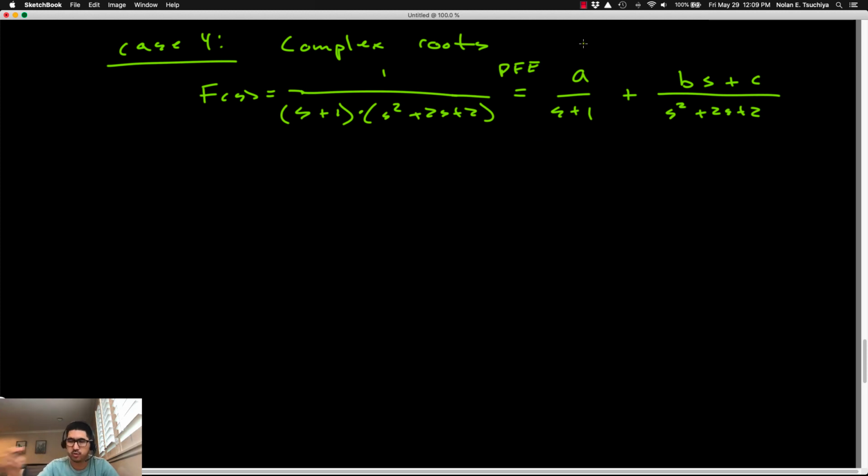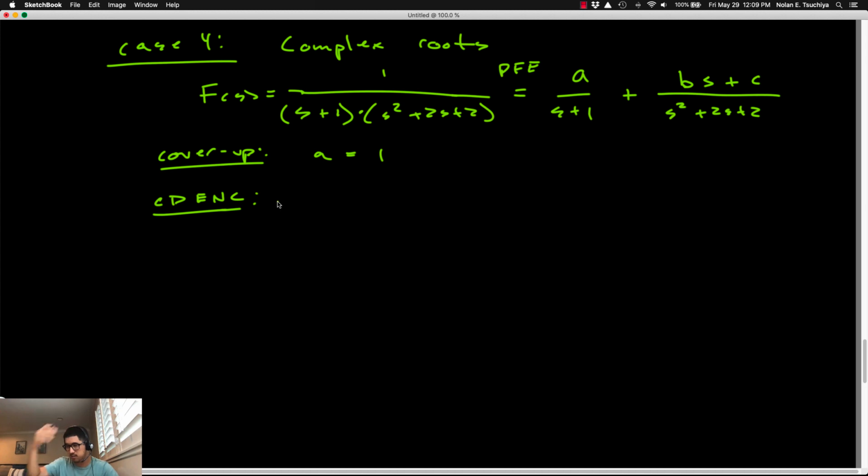So the distinct real root is always straightforward. By the cover-up method, you can get that A is equal to 1. That's easy. You just multiply both sides of this equation by s plus 1, evaluate at -1, and you'll zero out or cover up the big complicated term on the right. And you'll just evaluate that A is equal to 1. For B and C, again, if you try to use the cover-up method for these quadratic terms where you have complex roots, you can't isolate B or C by themselves. It's impossible. So this necessitates the method of undetermined coefficients.